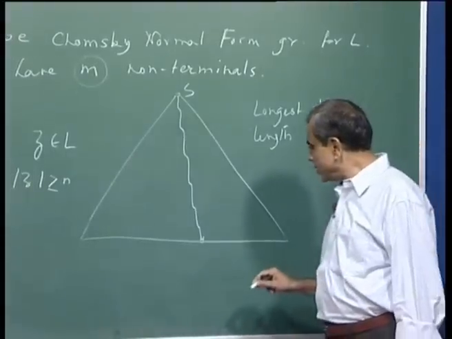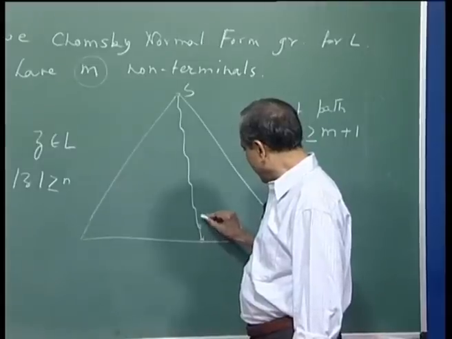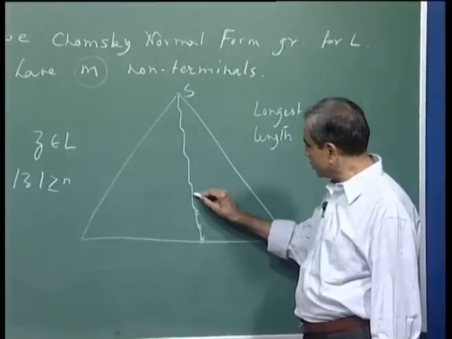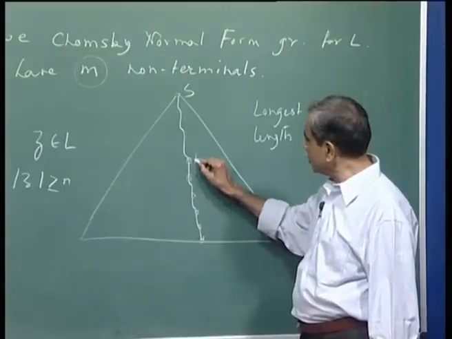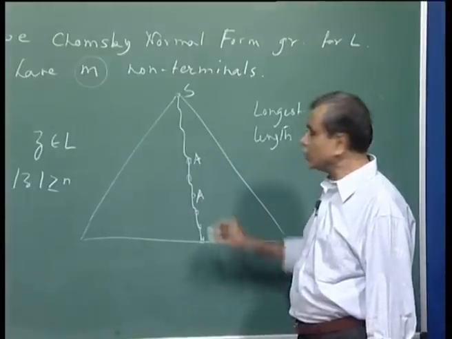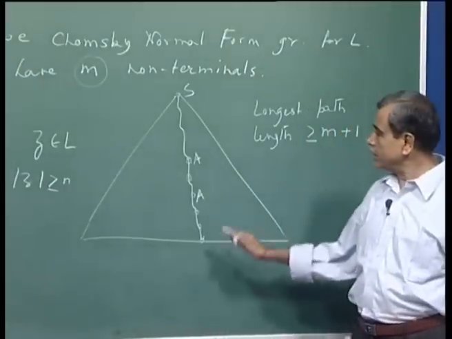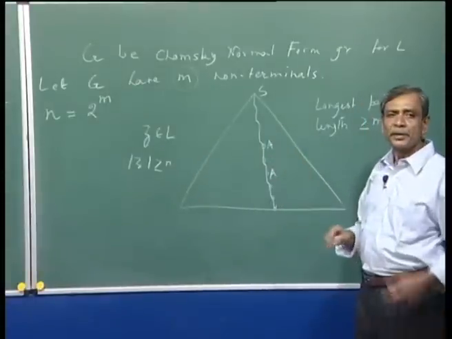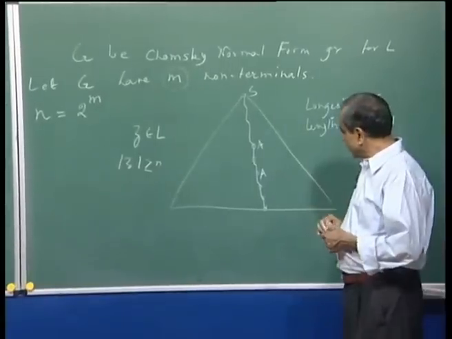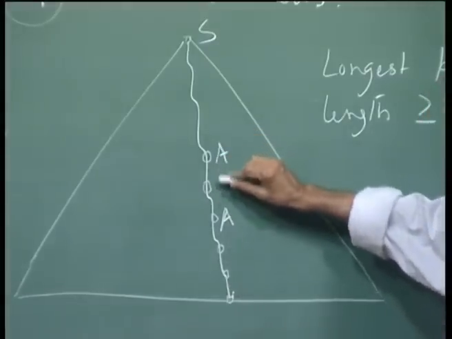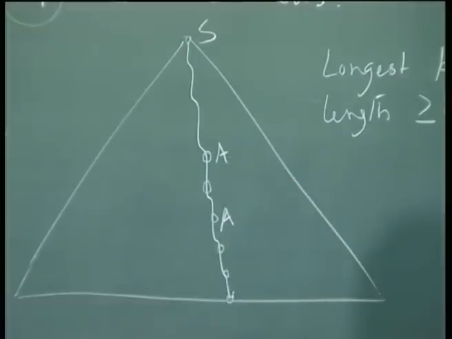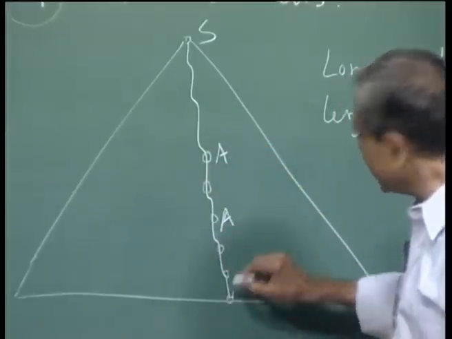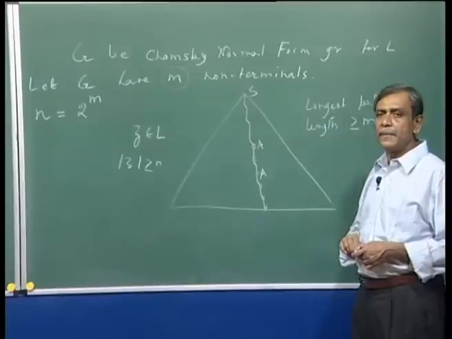We proved this fact. Then what we did was we started from the end of this path and went up till we found a non-terminal which got repeated. And again we argued that this case must happen, that is, a non-terminal must repeat. Furthermore, the argument that we gave also clearly showed that by the time you move up m plus 1 edges, one non-terminal must repeat.